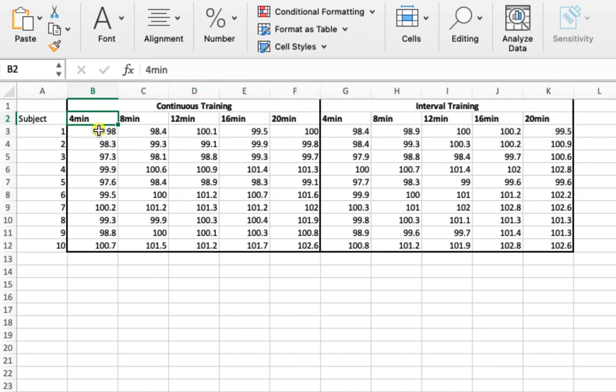So what we can do is abbreviate continuous and say this is con 4. And then we have a con 8, a con 12, con 16, and a con 20. So each of these would represent the time points for our continuous training. We then can do the same thing for our interval training, so INT.